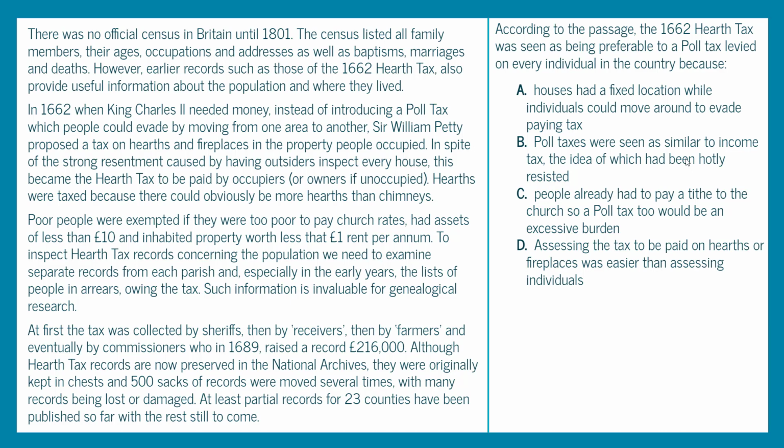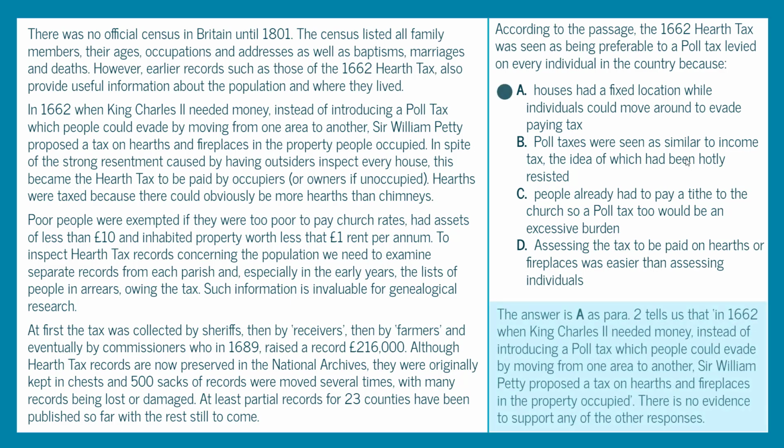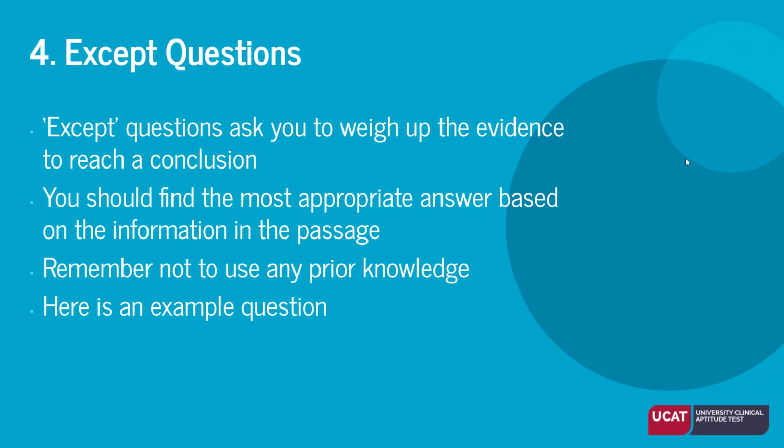So if you just want to take a pause and try it yourself, cool. Hopefully you've done that. Now if you look at the poll tax, it mentions it in the second paragraph, and we know that the answer is A, because it says in 1662 when King Charles II needed money, instead of introducing a poll tax which people could evade by moving from one place to another. So this is why it was introduced. It is very clearly mentioned, and sometimes it is as easy as that.